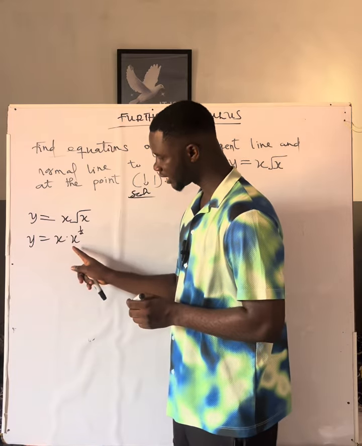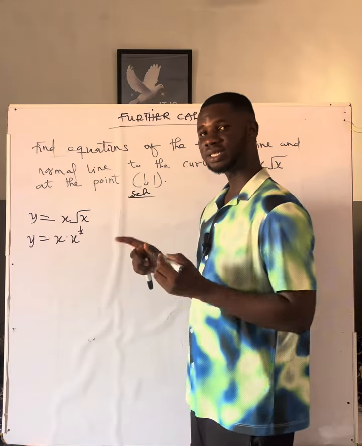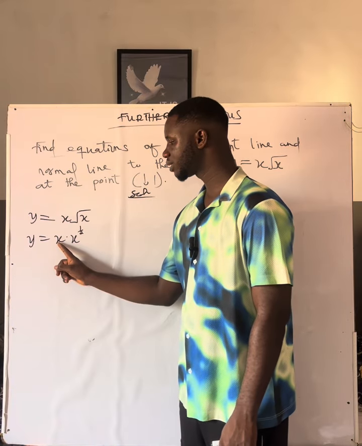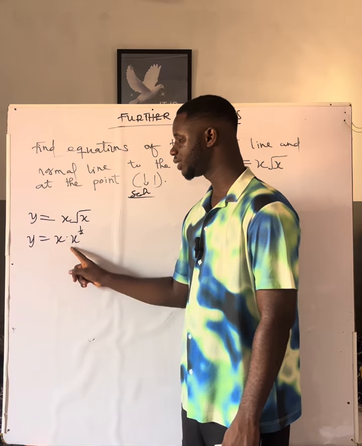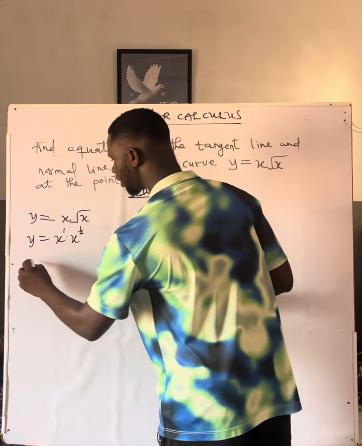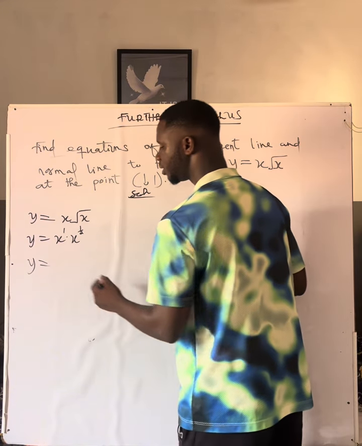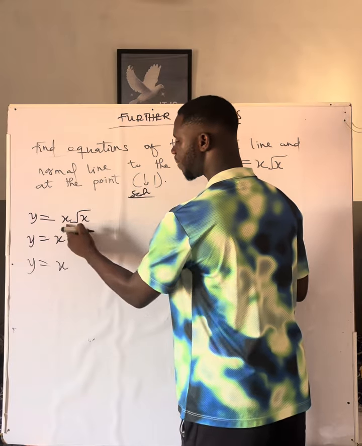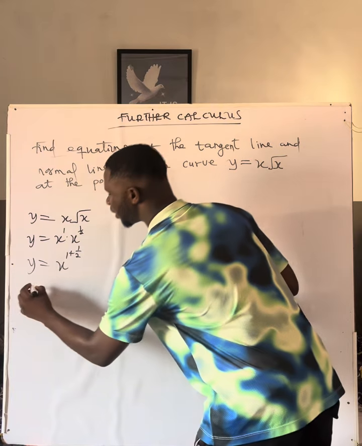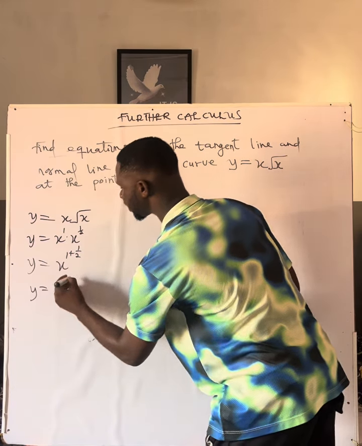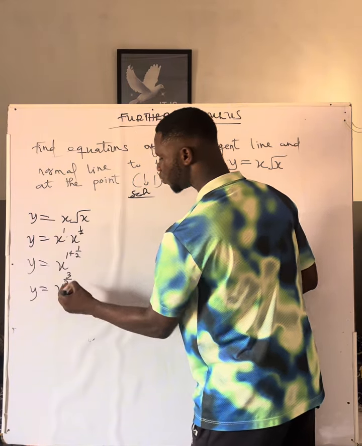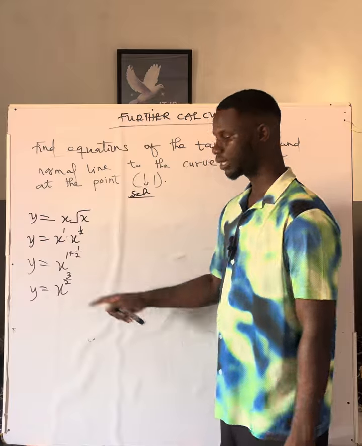Now you see that we have base x and another base x. So from indices, if two items have the same base, we add their powers. We have an invisible 1 here. We can introduce it so that our y will be 1x, then we add the powers. So we are going to get 1 plus half over here. So our y is going to be x raised to the power 2 over 2 plus 1 over 2, which is 3 over 2.